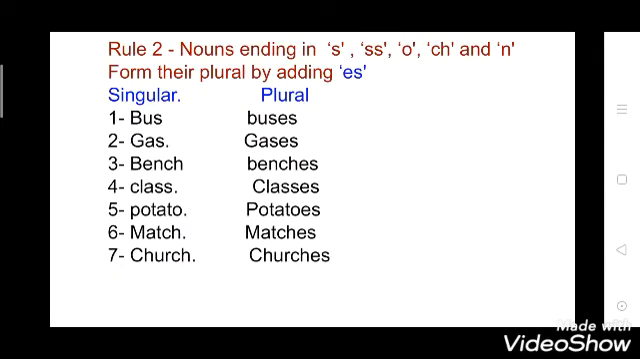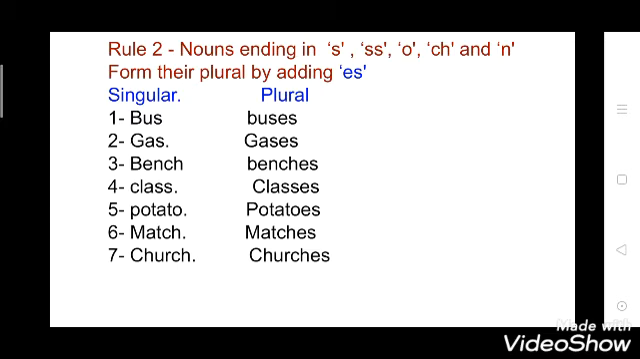Nouns ending in s, ss, o, ch and x form their plural by adding es. It means when you see at the end s or double s or o or ch or x, then you will change to plural form by adding es. Now see the example so that it is easy to understand. Bus. Now when you change it to plural form, you will write like this: buses. Here you have added es, and at the end of bus s is there, so you have added es.